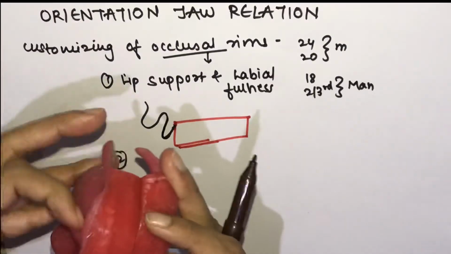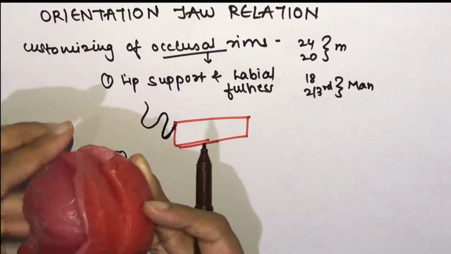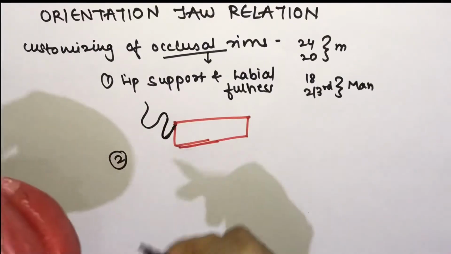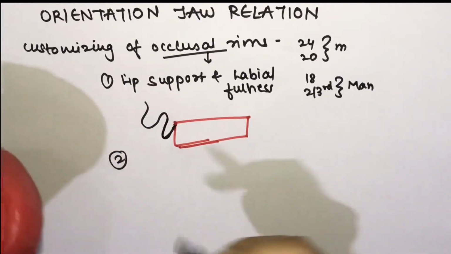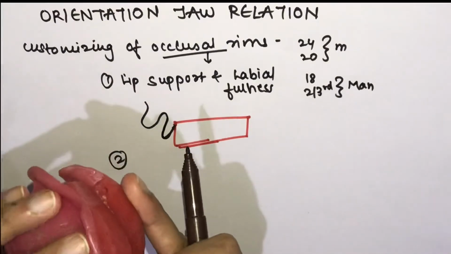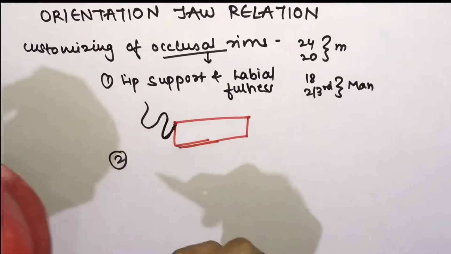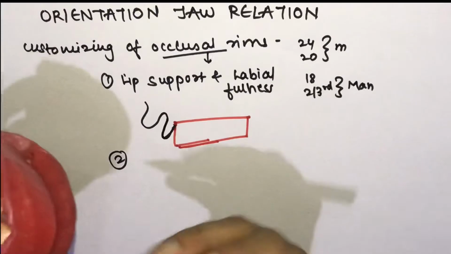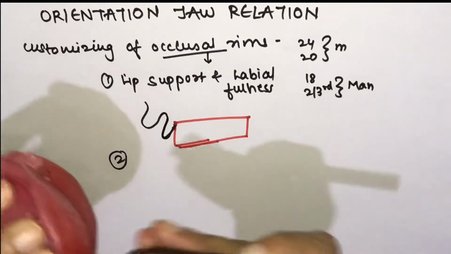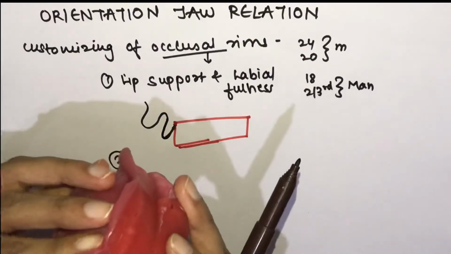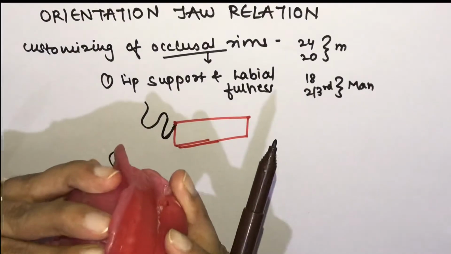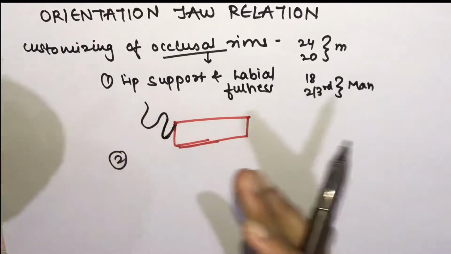Now these are the other cases. This is the case of class 3, in which you are making the occlusal rim such that the mandible is ahead of the maxilla, and we don't want this case. There can be another case in which there is excessive overjet. This is like a class 2 case, with more than 2 mm of overjet, and we don't want this. Ideally the overjet should be 2 mm, and this is how you need to prepare your occlusal rim.